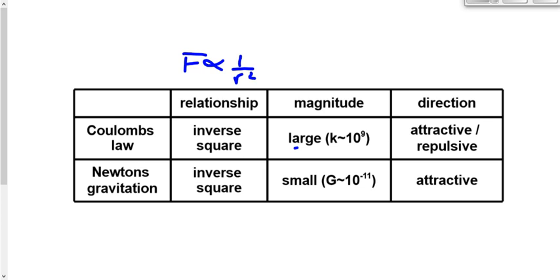And in terms of direction, here's a big difference, actually. Gravity is always attractive, at least as far as I know. Gravity always attracts things. Whereas the electric force, the Coulomb's law force, attracts things if they're opposite charges, but it repels things if they're like charges.